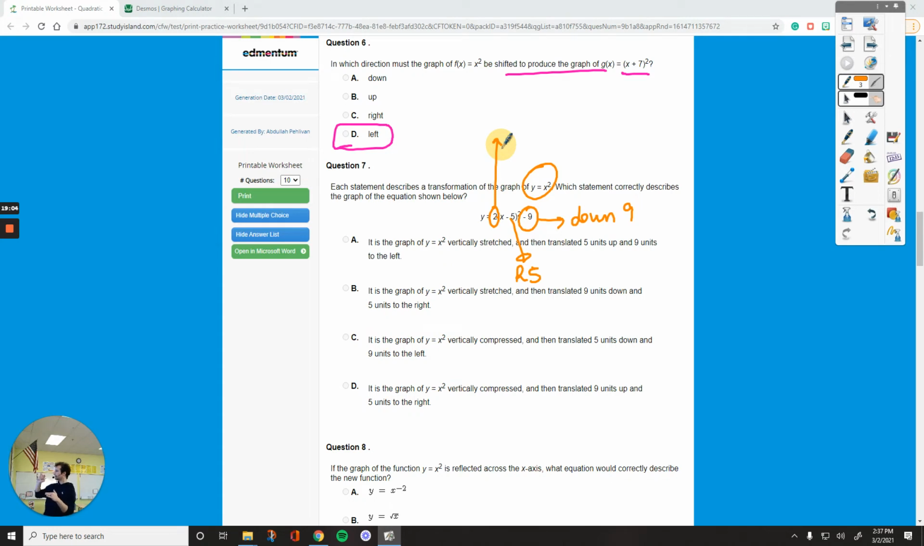Right 5. This is not my answer. Not my answer. To the right, to the right. So, is it going to be vertical stretch or compressed? Now, that's the question.